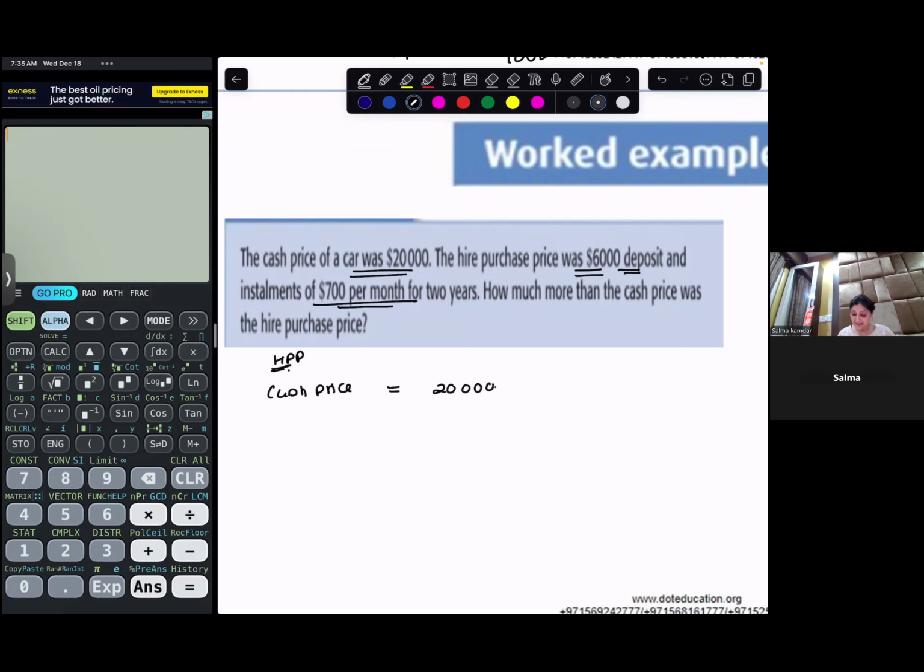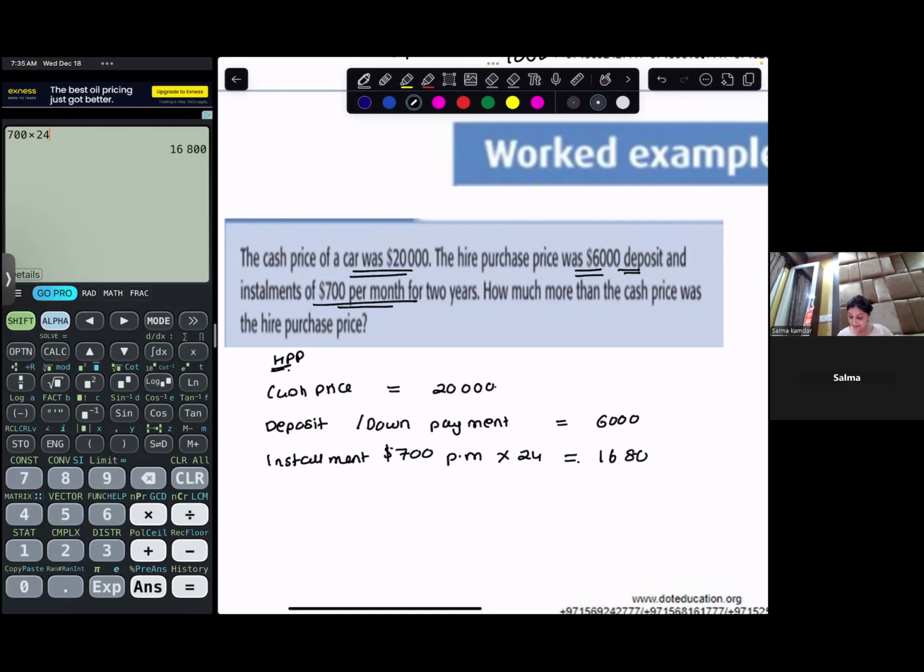Purchase price was 6,000. That means my deposit, or my down payment, was how much? 6,000. And I had to pay installments of 700 per month for 24 months. So the total money of my installments was 16,800.